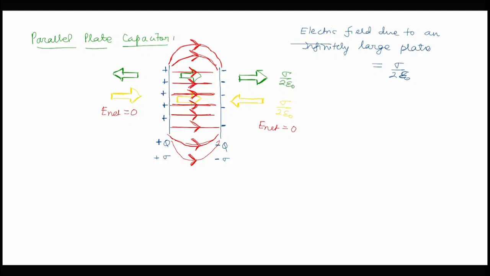So the net electric field in between the capacitor plates is sigma by epsilon naught, that is the sum of the electric field by the positive and the negative plate. Since this value is a constant, if I consider that the potential difference between the plates is V, then V is equal to E into D, where D is the separation between the plates of the capacitor.